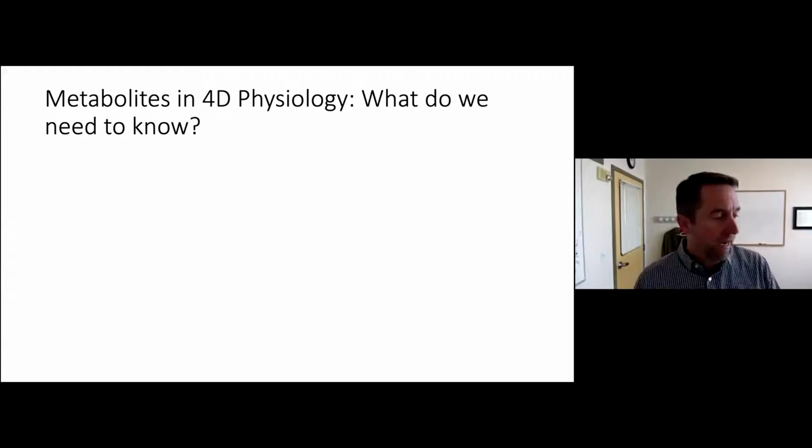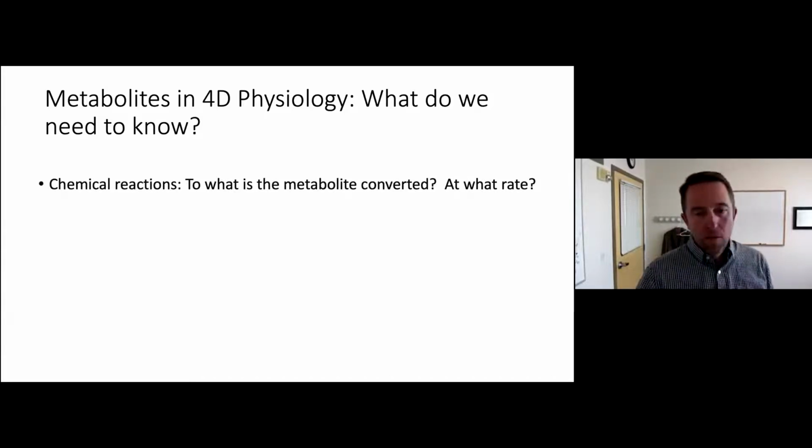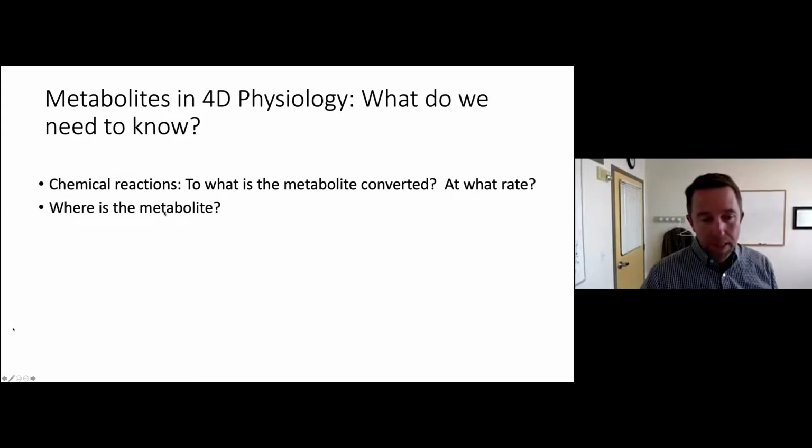I will talk about them in varying degrees, because some of them are more obvious than others. So clearly, if we're going to understand metabolites in the context of cellular physiology, we need to know what chemical reactions those metabolites are engaged in, to what they are being converted, and what the rates of those conversions are. I think we need to know where the metabolite is.